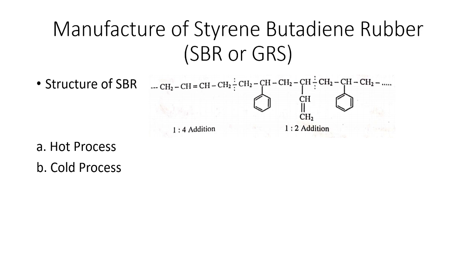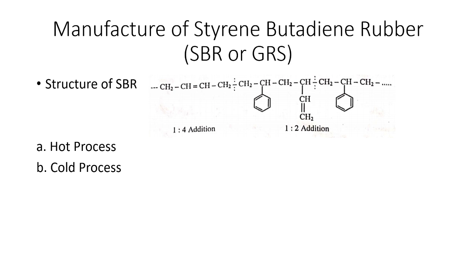Then cold process. Recently, copolymerization of butadiene and styrene has been carried out at a temperature of 5 degrees Celsius in presence of a redox system, consisting of cumene hydroperoxide as initiator and glucose as reducing agent. All other procedures are similar to hot process. The time required for cold process is more than the hot process. In cold process, the chain length is controlled and polymer of desired molecular weight is obtained. The cold rubber has more regular structure and improved properties than hot rubber.